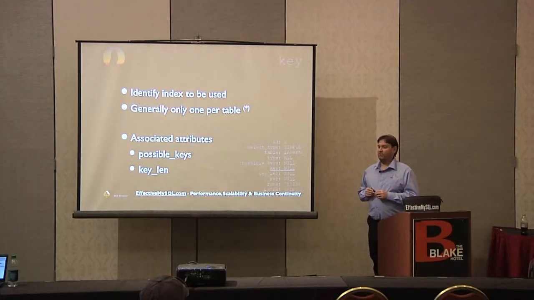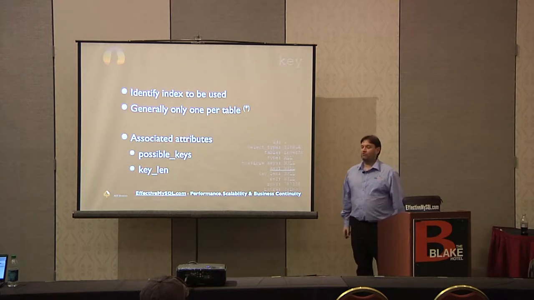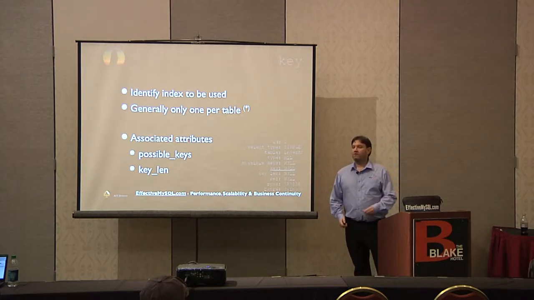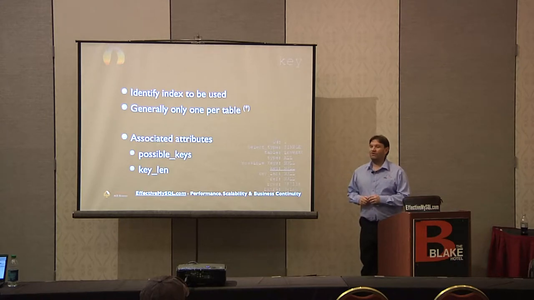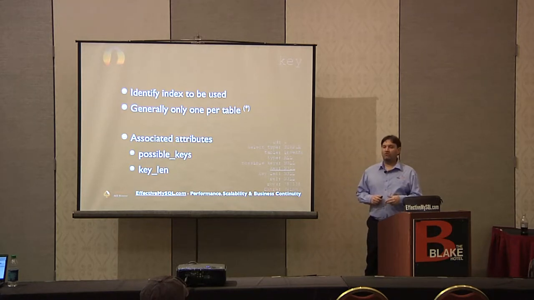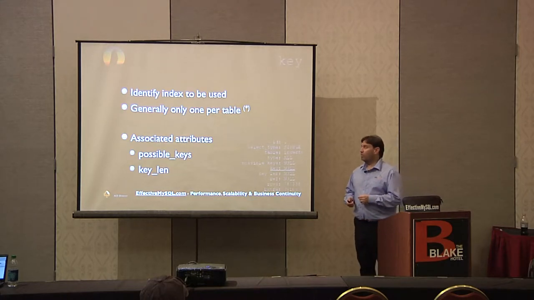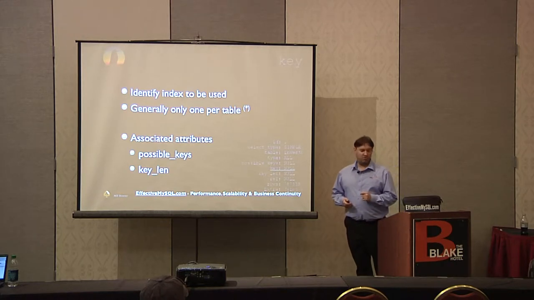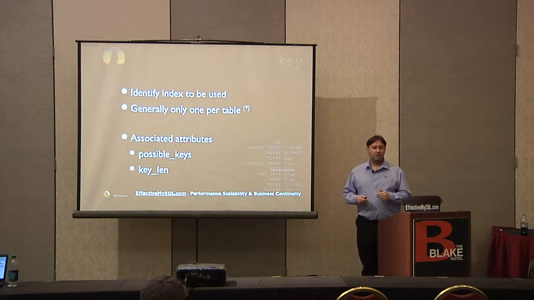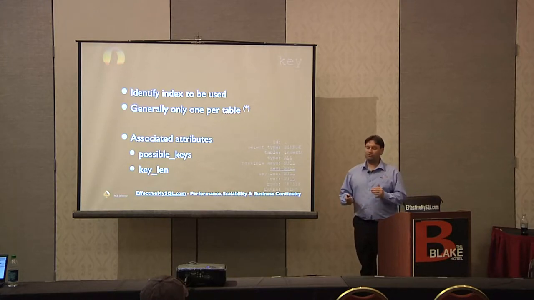So the key attribute, as I mentioned, gives you the index name that's being used for that particular row. Now, in general terms, you will only see one index used per table in an SQL query. Whether that is actually used for the where or the join, the order by or the group by, there's generally only one being used. There are a couple of exceptions to those, and I'll show you one of those in a minute. But if you're designing your database and you're optimizing your SQL statements, you should stick with that rule.